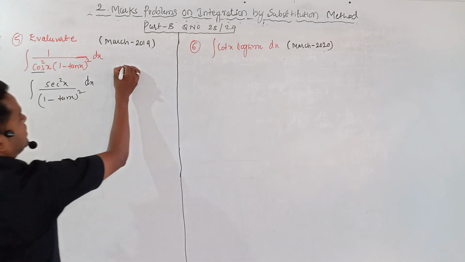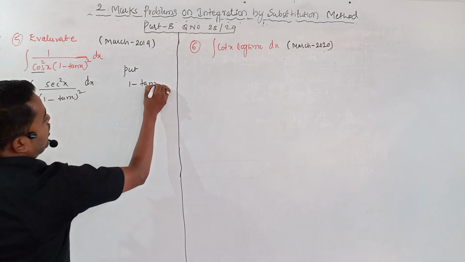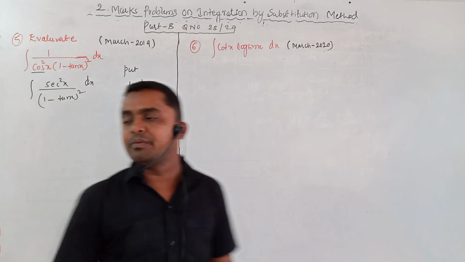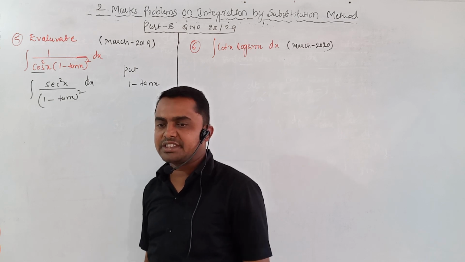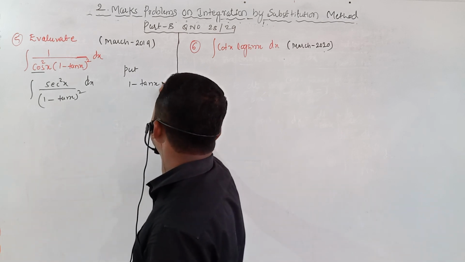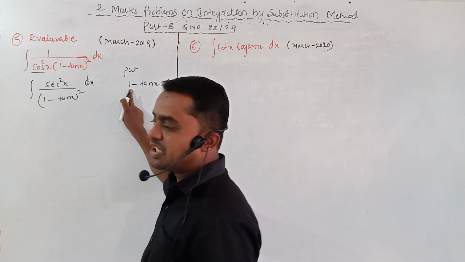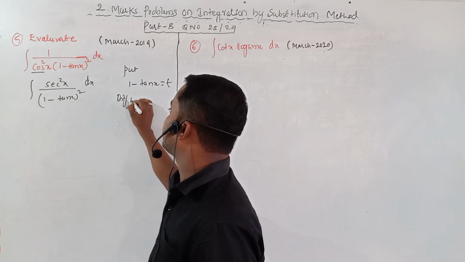Now put 1 minus tan x is equal to t, because derivative of tan is sec square x. Sec square gets cancelled, you will get 1 by t square. You can easily integrate it. 1 minus tan x is equal to t. Derivative of 1 is 0.